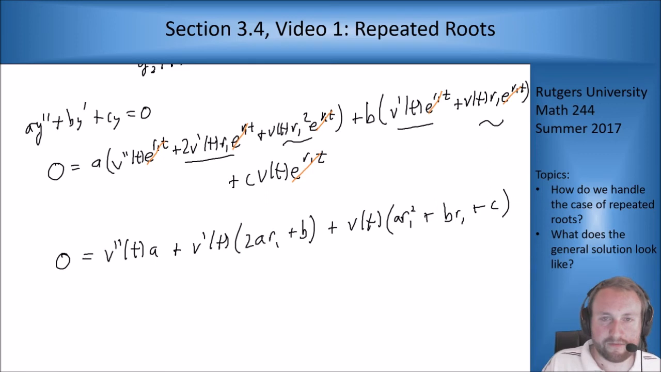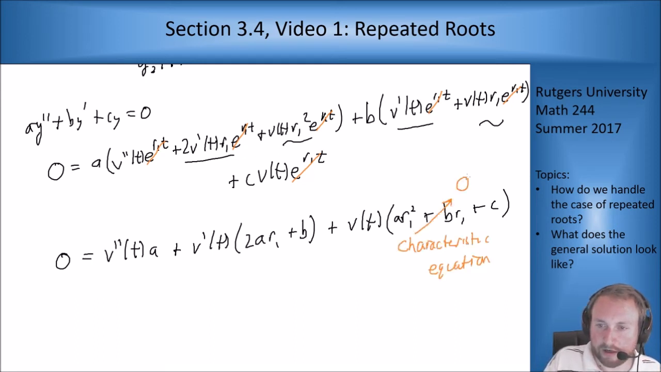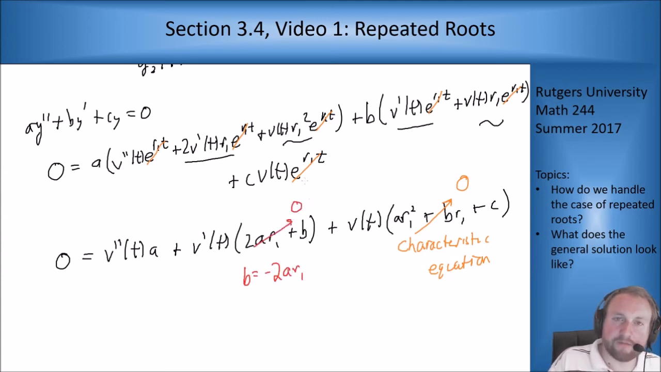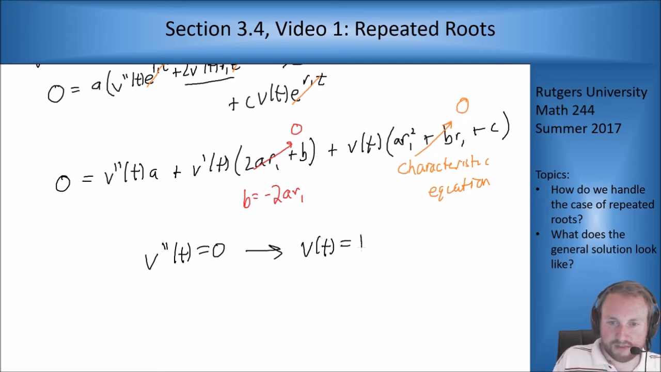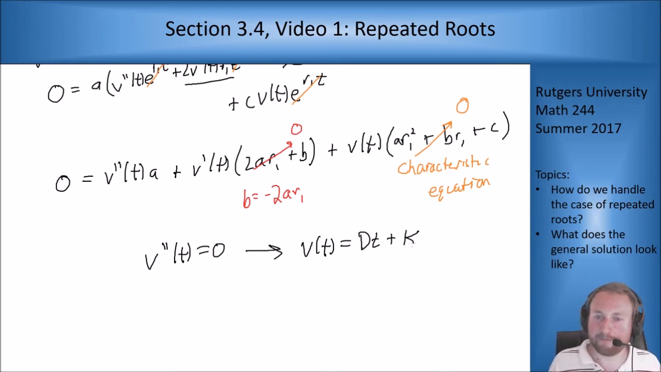Now what do we notice here? So we said that R1 was a root. This is exactly the characteristic equation right here. So this is 0. We also noted way at the beginning, I told you it was coming back, that B equals negative 2AR1, which means this is 0. So all of that nasty work, and what we come to is simply that V double prime of T equals 0, which if you integrate that twice gives me that V of T is just dt plus k. I don't want to use a and b because we already have those letters floating around, but it's linear. That's all V of t is at this point.